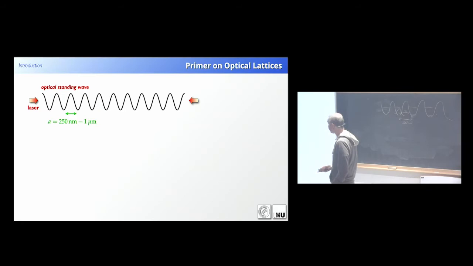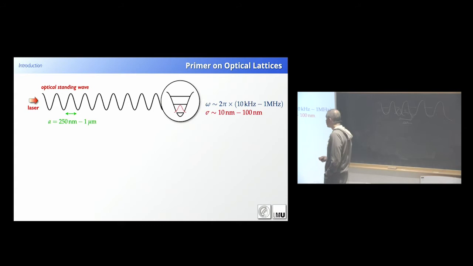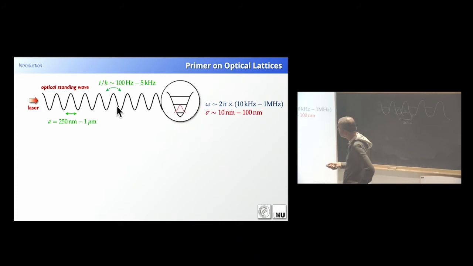All right, so here's again the summary. You basically realize such lattices by just interfering laser beams, giving you these structures. You have your harmonic oscillators on each lattice site. The vibrational splitting is typically on the order of 10 kilohertz to 1 megahertz. And the ground state extension, the size of this Gaussian wave packet in the lowest vibrational state, is typically between 10 nanometers and 100 nanometers, just to give you a feeling of the spatial scales and the energy scales involved in the system. And the tunnel couplings between lattice sites are typically between 100 hertz and 5 kilohertz. Okay, just to give you a flavor of how long it takes for the particles to tunnel.